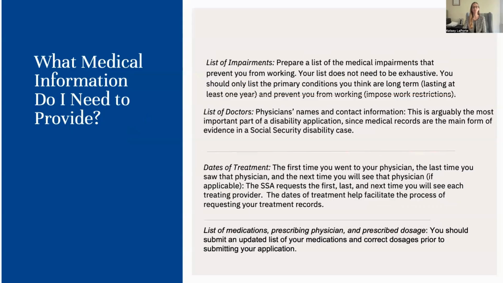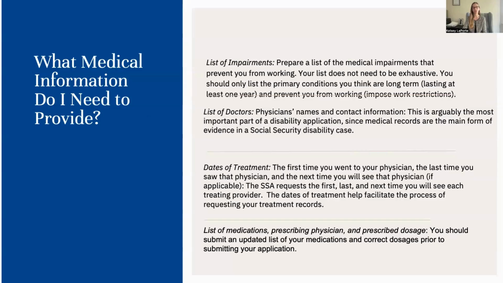When applying for disability, one of the most critical pieces of your application is the medical information you provide. The SSA needs this information to understand the nature of your disability, how it impacts your ability to work, and whether you meet the SSA's criteria for disability benefits. First, you'll need to provide a list of impairments. This list of impairments is everything you have been diagnosed with that affects your ability to work for at least 12 months. You do not need to list everything you've been diagnosed with, but you should come up with a list of everything that you've been diagnosed with that affects your ability to work.